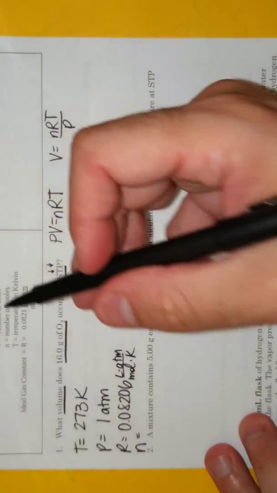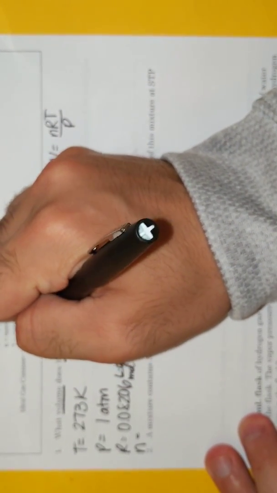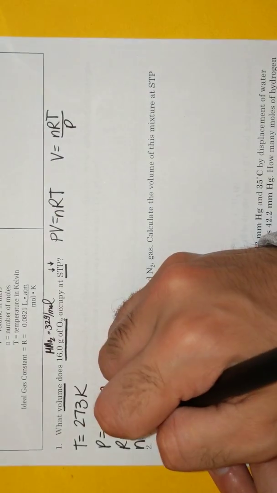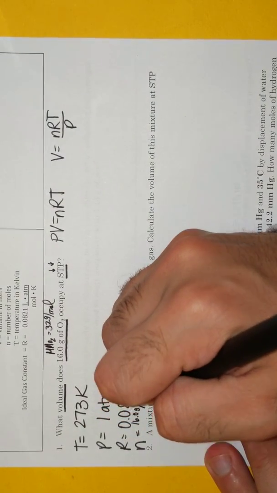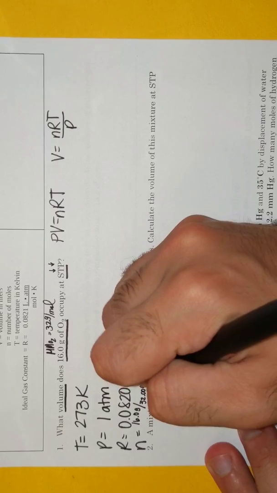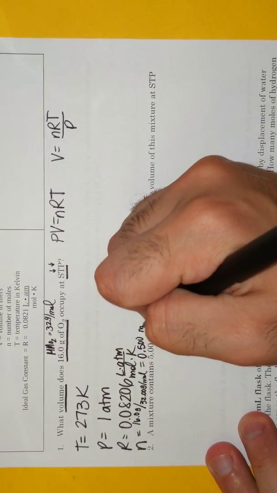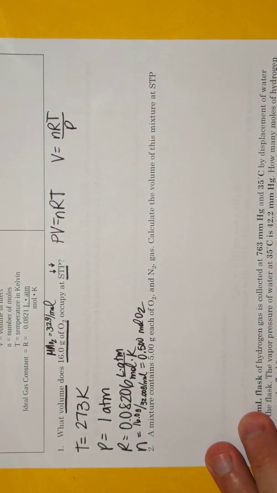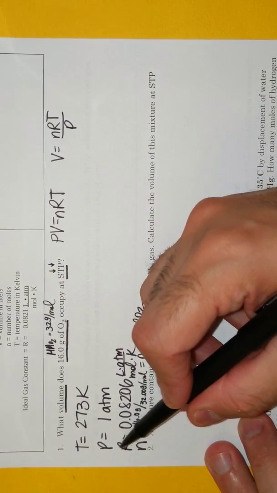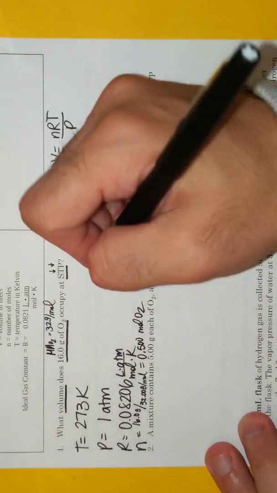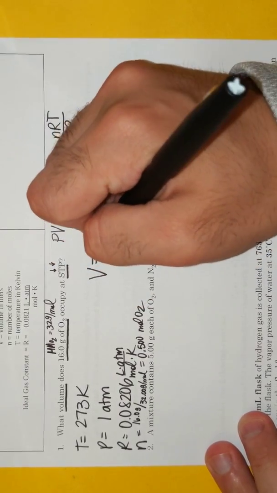How do I solve for moles? Well, if I have 16 grams and I know the molar mass of O2 is equal to 32 grams per mole, all I have to do is 16 grams divided by 32 grams per mole, and I get 0.500 moles of O2. Now I have an n, an R, a P, and a T. All I have to do is plug and chug into this equation.